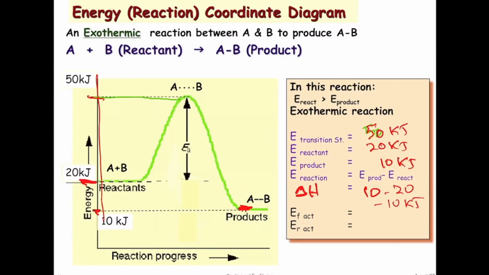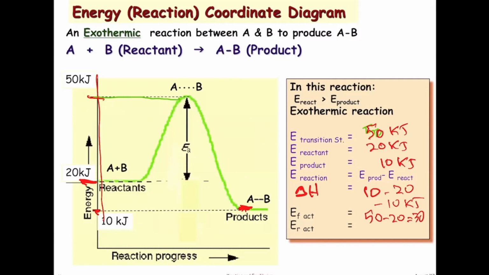What's the activation energy forward? That'll be 50 minus 20, that's 30. It's positive. All activation energies, by the way, are positive. It has to be up. There's no such thing as a negative activation energy.